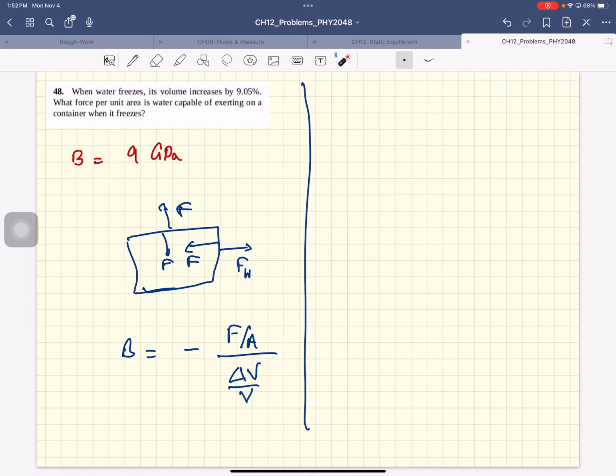Okay, to keep the water, the ice, in the container, you have to reduce the volume by 9%. So this is negative 0.09. This ratio is, so negative B is 9 gigapascals. And that is negative 0.09. Okay, the change in volume, you got to compress it by 9%. So this is 981 into 10 to the 7.